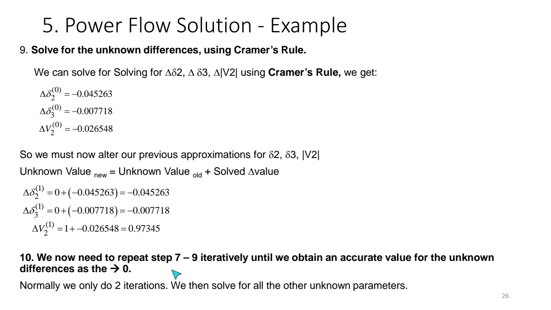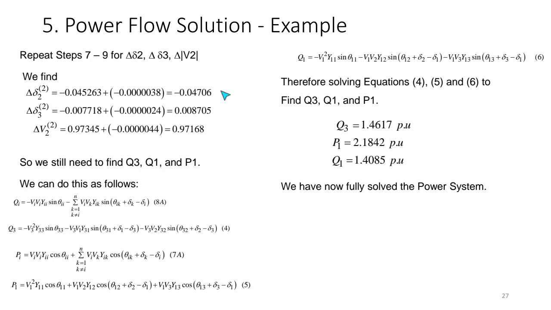What they're saying is we now need to repeat steps 7 to 9 iteratively until you obtain an accurate solution, with the unknown differences as 0. Normally we do it for 2 iterations, then we solve for the other unknown parameters. So we're taking this as the initial value and going for the next iteration to solve the problem again.